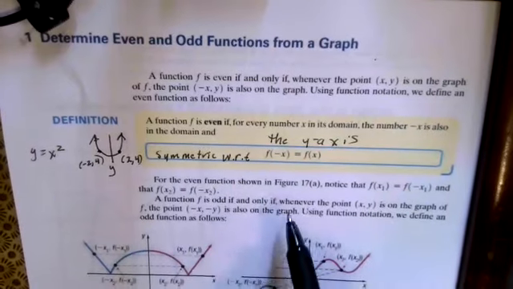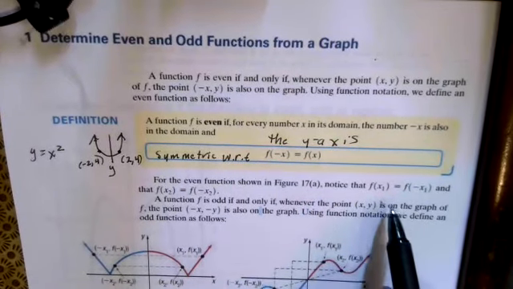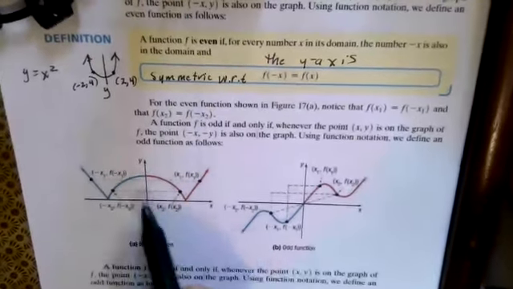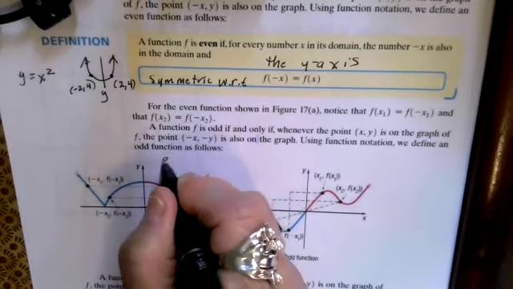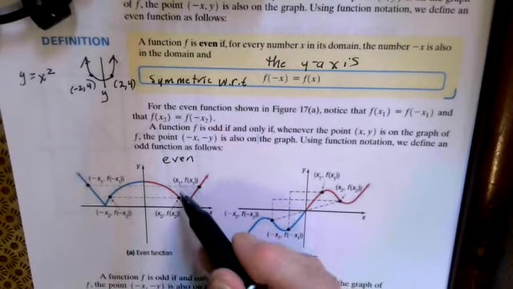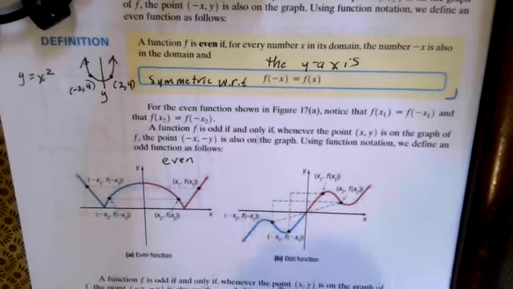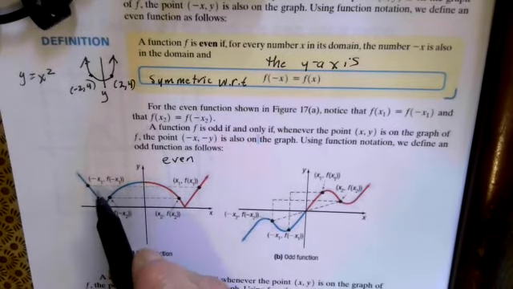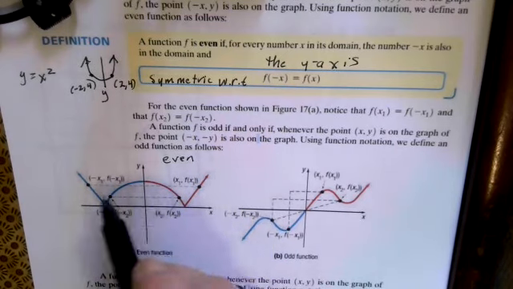Okay, for the even function shown in figure 17a, notice that f of x1 equals f of minus x1. So here, this is an even function. And yes, if we've got x, f of x, we've got minus x, f of minus x. So basically, the x and its opposite have the same y value.